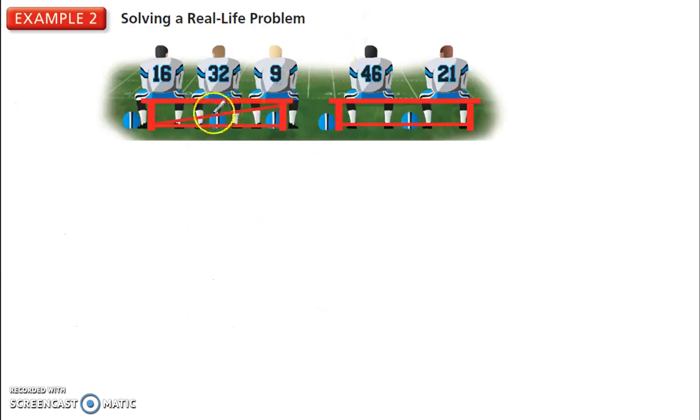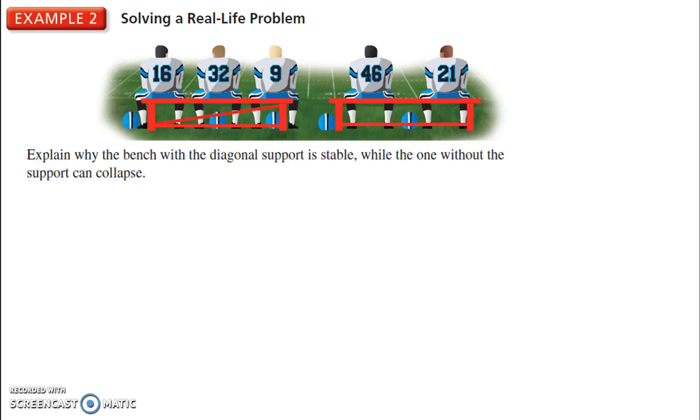Have a look at these two benches. Which one do you think is going to hold up a little bit better than the other one? Which one's going to be more stable? And why is that one going to be more stable? If you look at these, you'll probably figure out that it's this one that's more stable. Explain why the bench with diagonal support is stable while the other one without support can collapse.